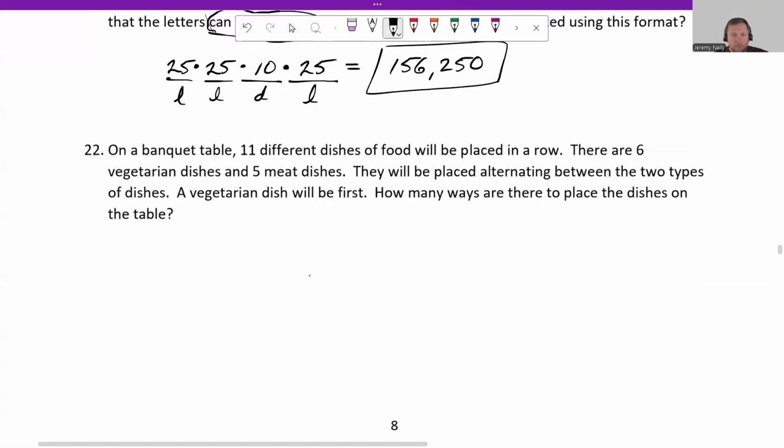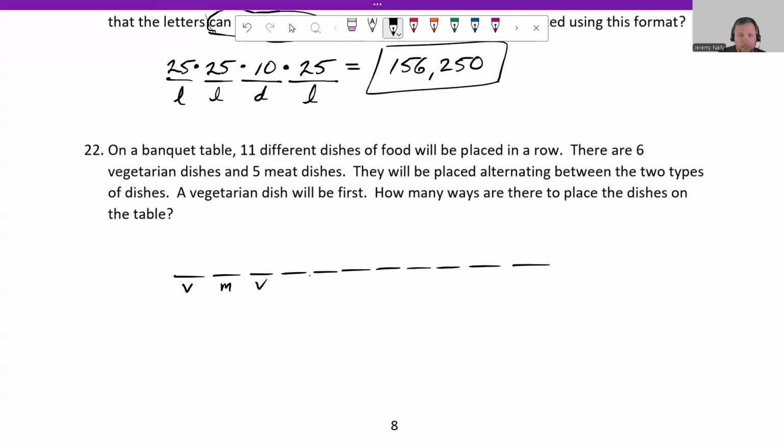On a banquet table, 11 different dishes of food will be placed in a row. There are 6 vegetarian and 5 meat. They will be placed alternating between the 2 types of dishes. Vegetarian will be first. How many ways are there to place the dishes on the table? 1, 2, 3, 4, 5, 6, 7, 8, 9, 10, 11 spots. And it's going to be vegetarian, meat, all the way through.